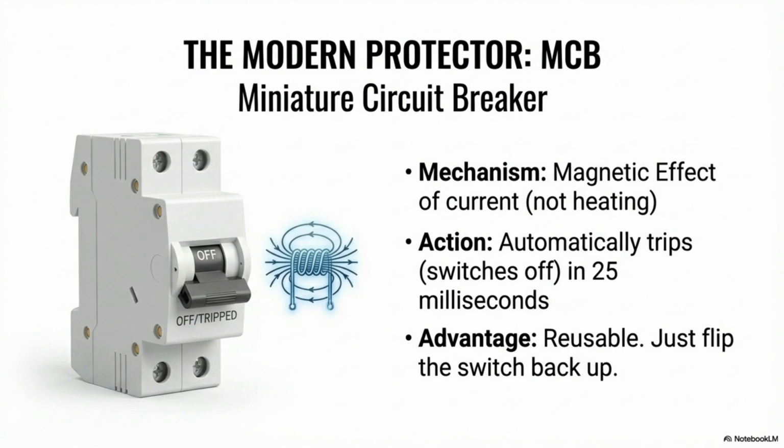The modern protector is the miniature circuit breaker, or MCB. It uses the magnetic effect of current to automatically trip in milliseconds when current is too high. A major advantage is that it is reusable.